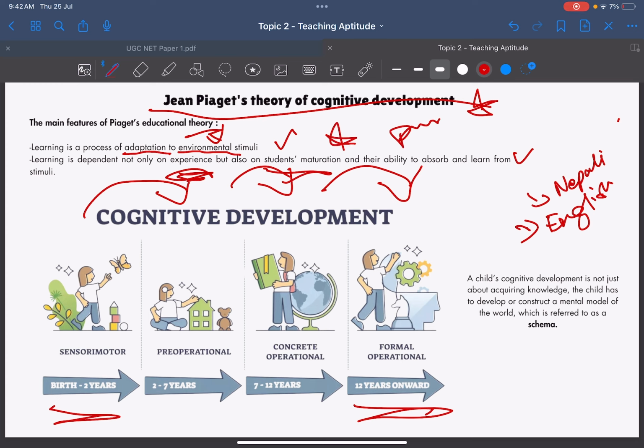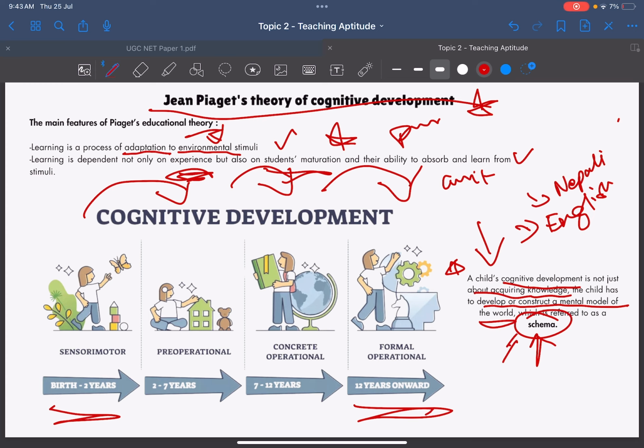Their ability to problem solve, and their curiosity. So, I'm just reading this. A child's cognitive development is not just about acquiring knowledge, and this is one of his main theories. The child has to develop, has to construct a mental model of the world called schema.